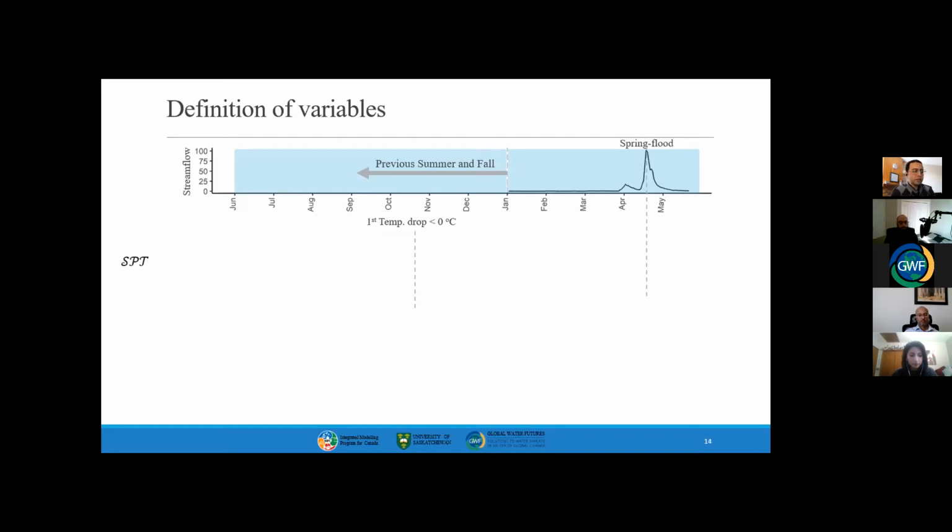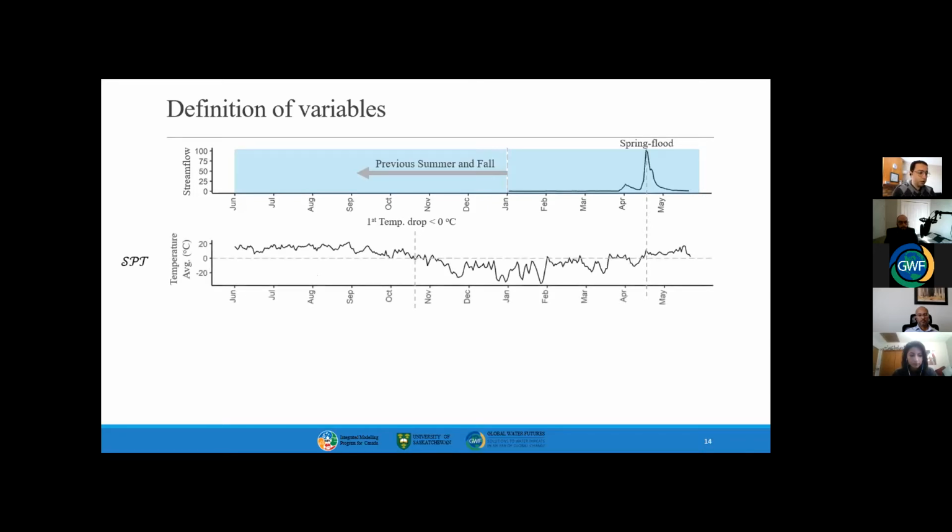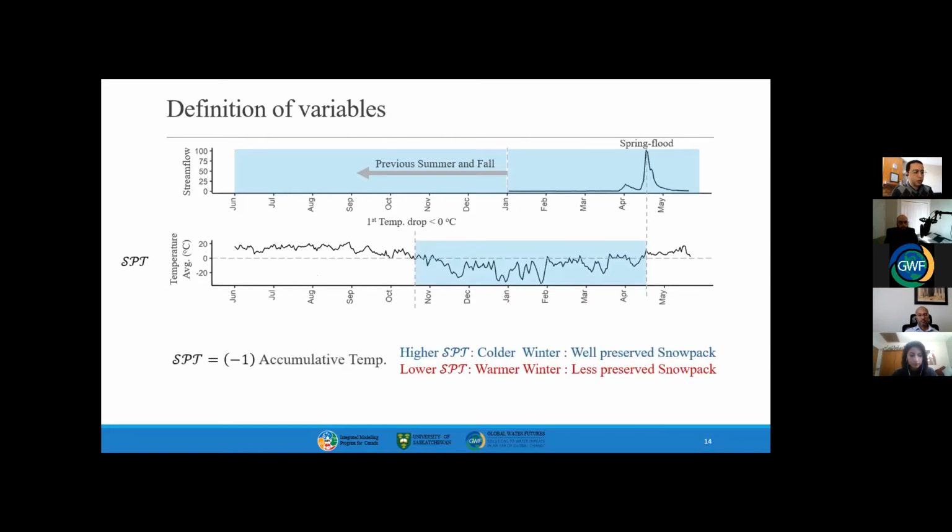The next variable is SPT, which accounts for snowpack temperature, and it's also estimated from the average daily temperature records as accumulated temperature records from the first temperature drop below zero up to the date of the spring flood. And this accumulated value is then multiplied by -1 to make the interpretation of SPT easier. So higher SPT values mean a colder winter with a well-preserved snowpack, and lower SPT values mean warmer winters with less preserved snowpack.